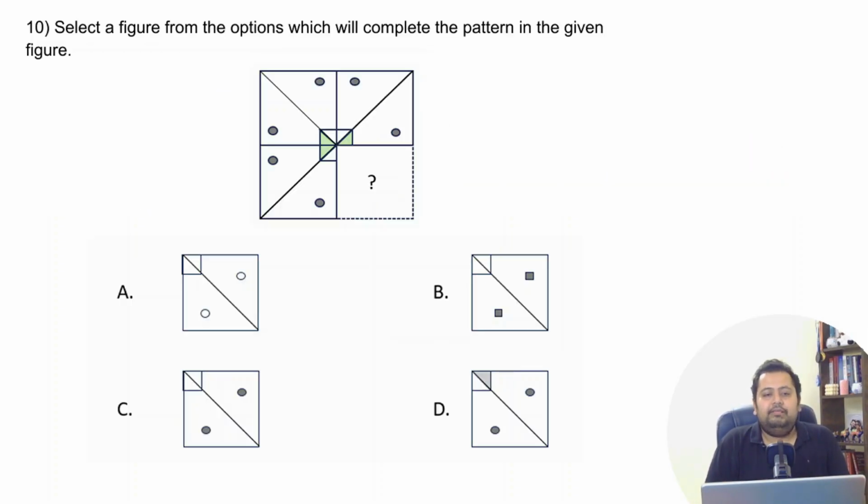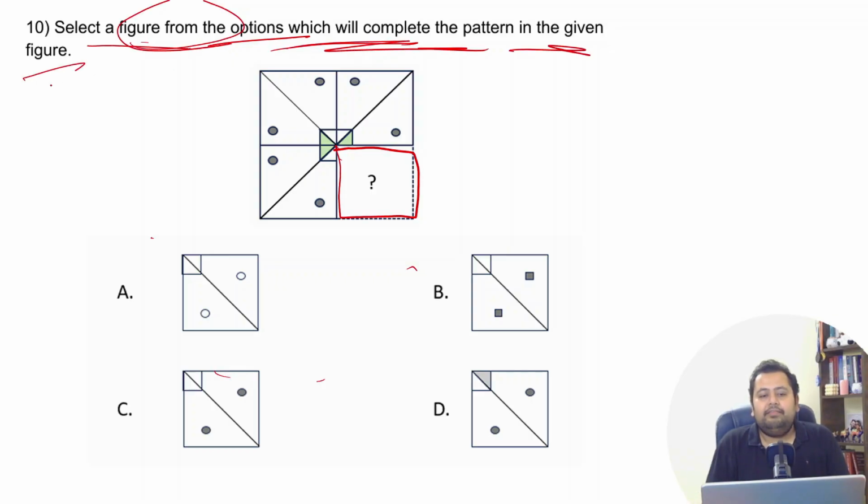Select the figure from the options which will complete the pattern in the given figure. So you see there is some pattern that is being followed in the figure given here, right? Now you have to find out what should come over here. So you have to select a figure from the four options which will complete the pattern in the given figure, right? Again, pause the video, solve it first yourself, and then look at the solution.